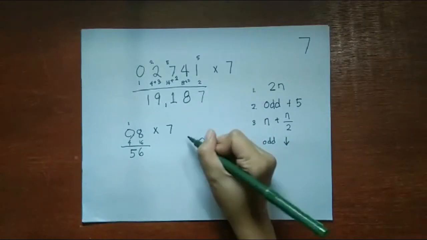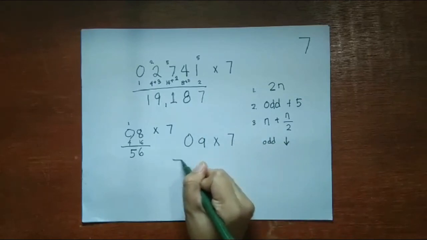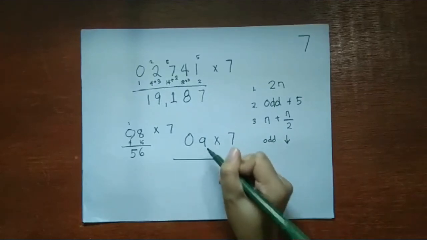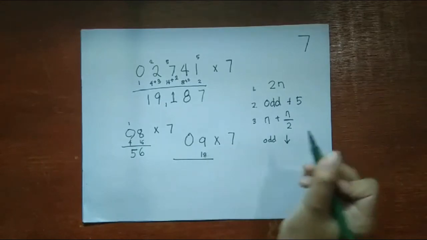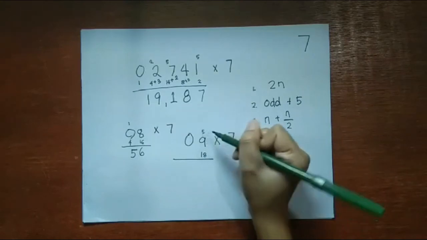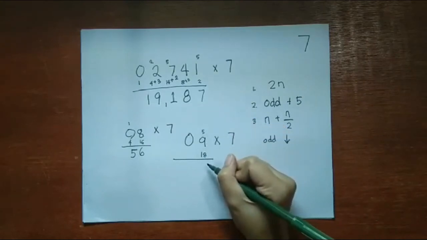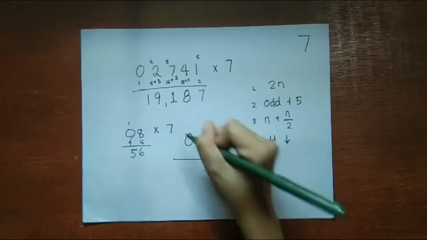Another example, 9 times 7, an odd number. First, we're going to add 0 on the leftmost side before we proceed to step 1. Step 1, double the number. 9 times 2 is 18. It's an odd number, so we're going to add 5 to it. 18 plus 5 gives us 23. Bring down the 3, carry over the 2.